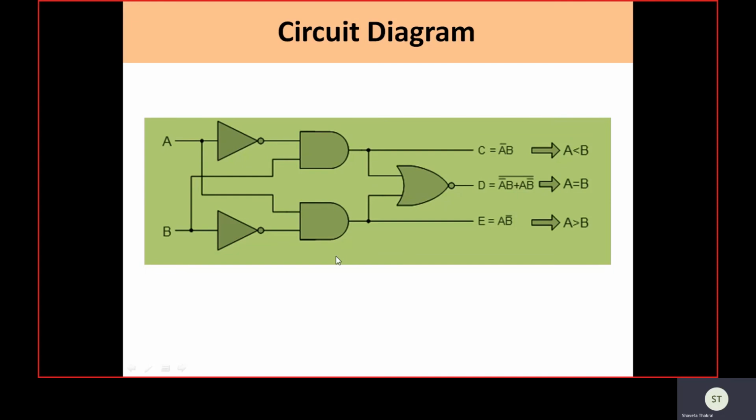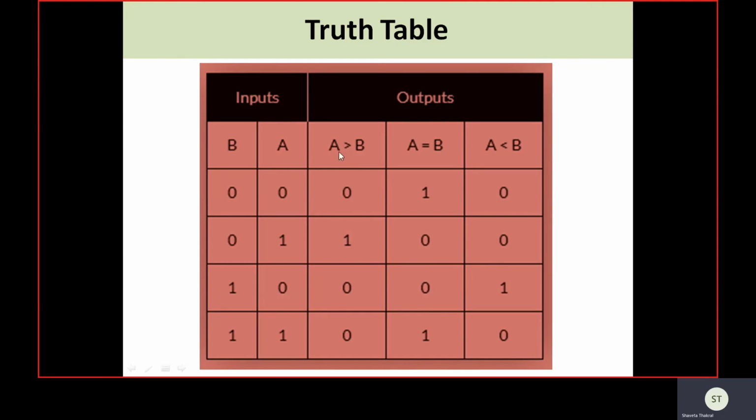This is the circuit diagram of the 1-bit comparator. If we see the truth table, for A greater than B, the output is high only for this combination of B and A, where A is 1, which is taken as a true variable, and B is 0, which is taken as a complemented variable. So for this output line, we can write the expression as A B complement.